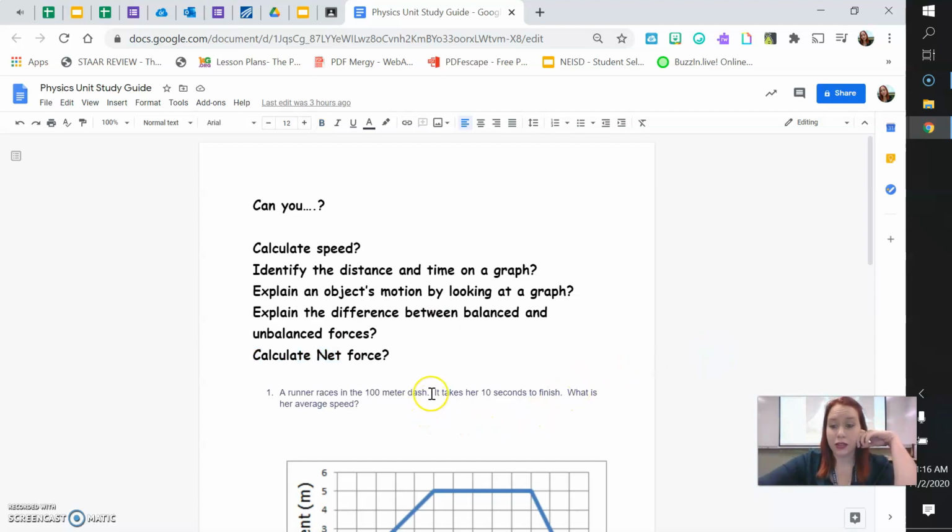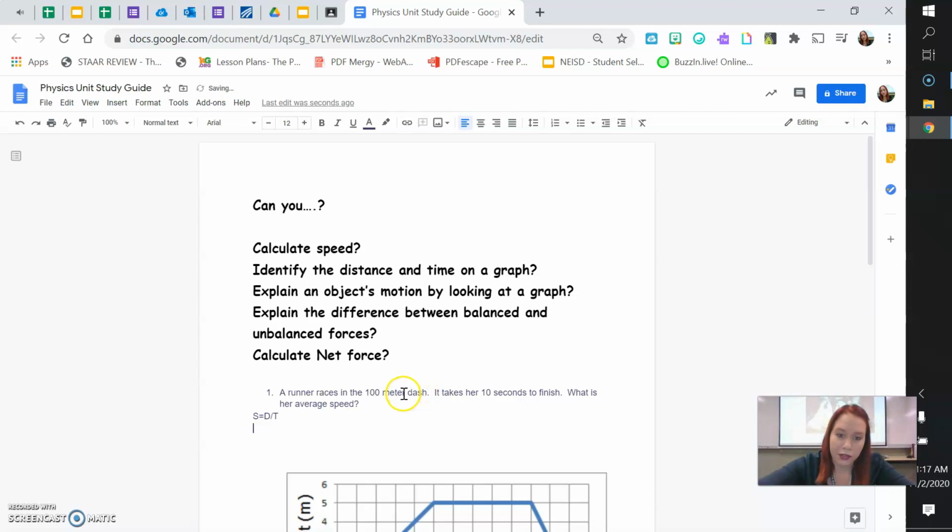So the first question on the study guide says a runner races in a 100-meter dash. It takes her 10 seconds to finish. What is the average speed? So to calculate speed, you need to remember to use your formula, S equals D over T. That's speed equals distance divided by time. You have your distance, it's 100 meters, so 100 m. You also have your time, 10 seconds. So you just need to insert your distance and time into the formula, and then take your distance and divide it by your time.